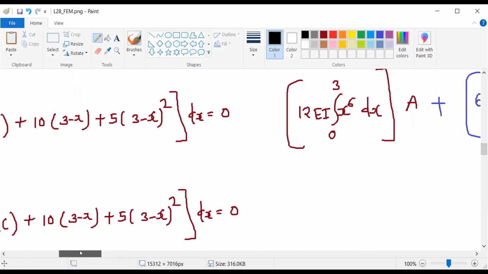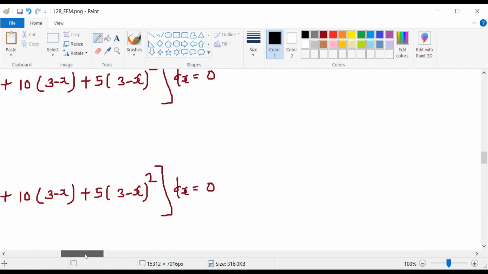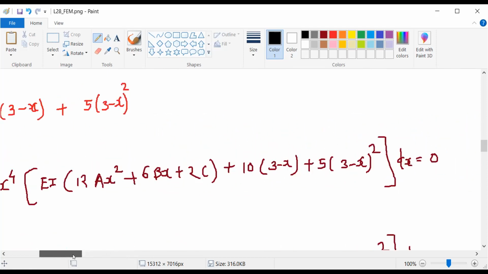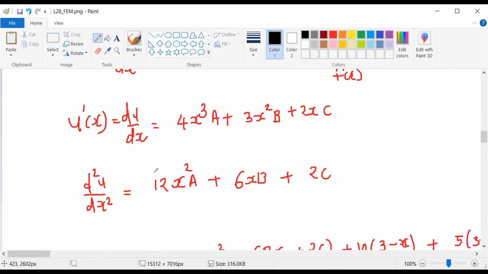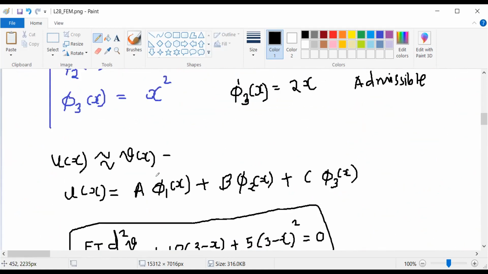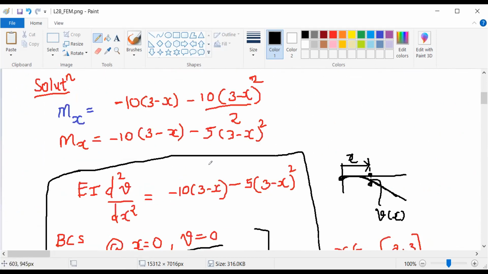Similarly, if I simplify and collect the terms of a, b, c and constant, I am going to get another two equations in a, b and c, and then I can solve these equations. I will get the values of a, b and c. I can substitute that in the expression for the approximate solution, that is u of x. So once I get the values of a, b and c, I have got the approximate solution. This is how the Galerkin method works.